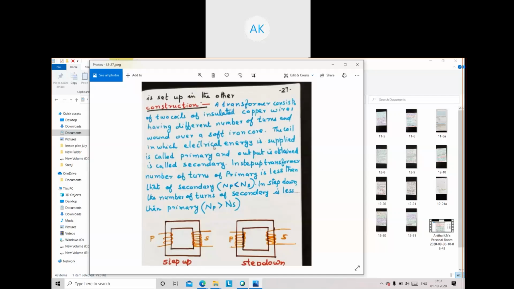The coil to which electrical energy is supplied is called the primary. Here we supply the electrical energy, and the output is obtained across the secondary.